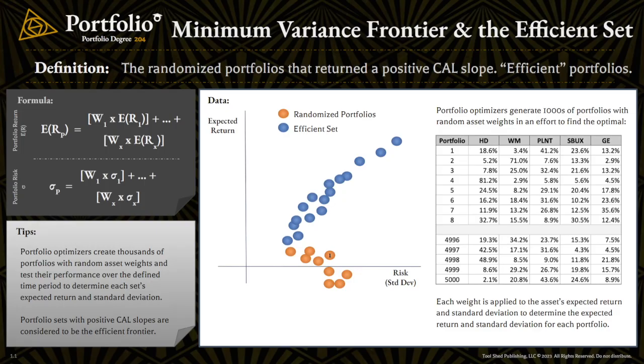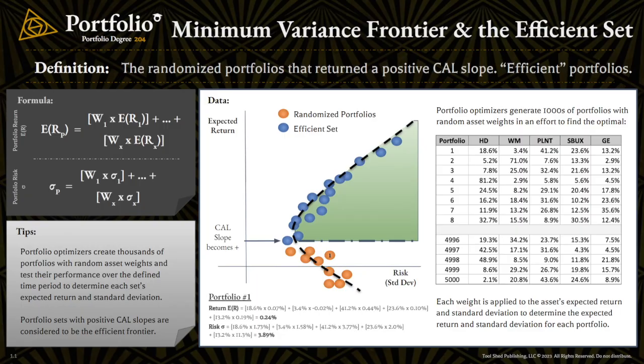If we were to graph all of the different portfolios, this is what a sample of them would look like. The dots that are colored blue are then referred to as the efficient set, which are the portfolios where the capital allocation line slope is positive. So these are the efficient portfolios that you would want to consider. And before we get more in depth, I just want to point out this portfolio number 1 down here in the orange circle. You can see just below that is the calculation behind that portfolio. And in this example, the expected return was a 0.24 and the risk was a 3.8. So that actually produces a negative slope for the capital allocation line, which is why it's orange and not part of the efficient set.